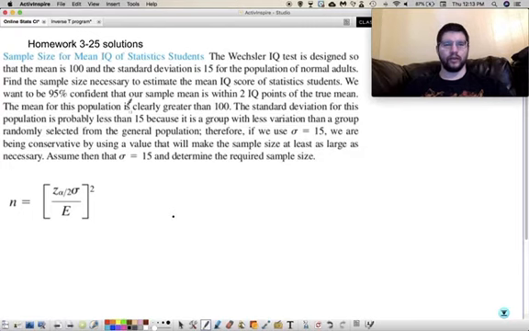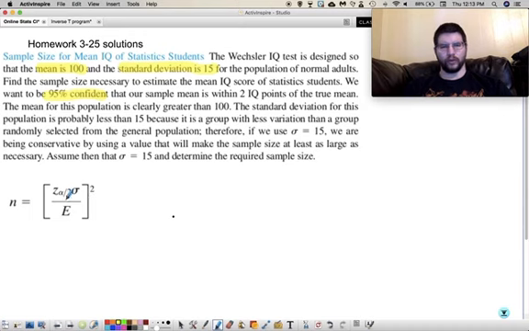Today we're going to be looking at the homework solutions for yesterday's homework 325. The Wechsler IQ test is designed so that the mean is 100 and the standard deviation is 15. So, mean and standard deviation for the population of normal adults. Find the sample size necessary to estimate the mean IQ score of statistics students with 95% confidence.